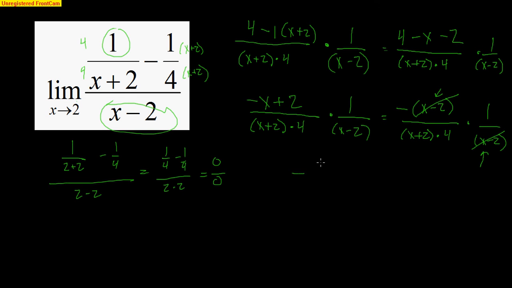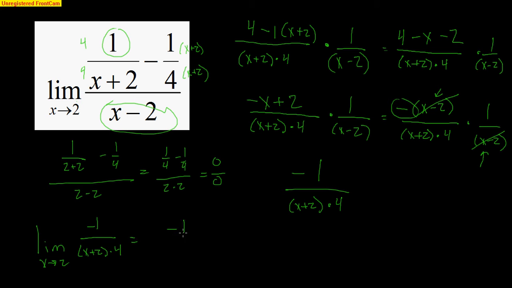So I'm left with -1, don't forget that negative from right here, over x plus 2 times 4. Now that I've removed the problem, I'm ready to redo my limit. The limit as x approaches 2 of -1 over x plus 2 times 4 equals, well, let's just re-plug in 2 now, and I'm going to get 2 plus 2 times 4. That's -1 over 4 times 4, which is -1/16.